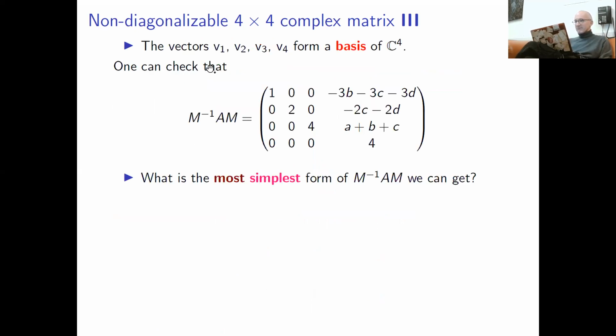I just use my pattern for diagonalization. I write down inverse of M times A times M, and I want here to get a diagonal matrix. I know that this is not going to happen. But what am I going to get here? I'm going to get an almost diagonal matrix.